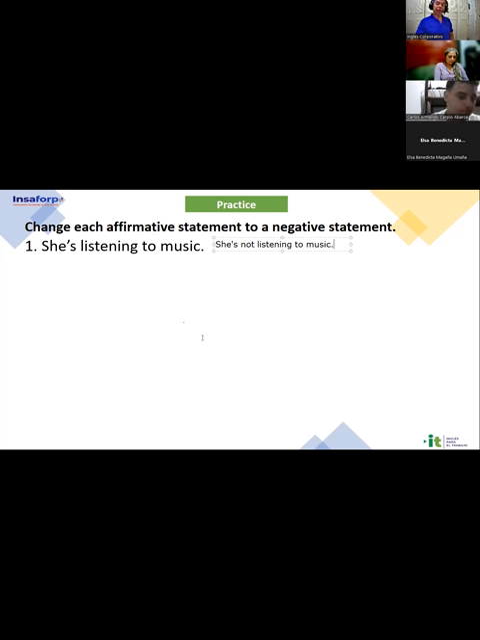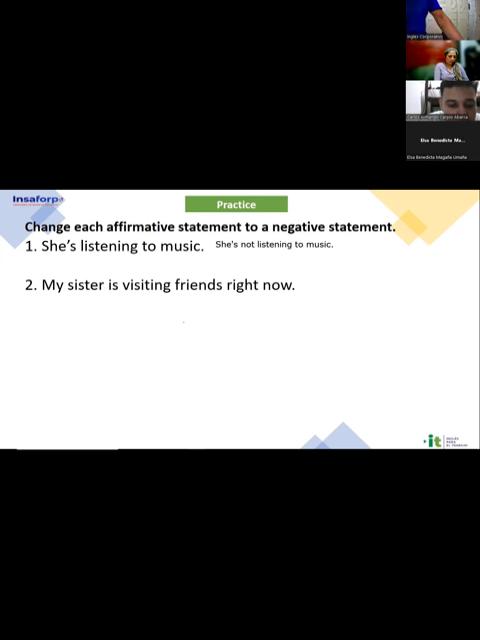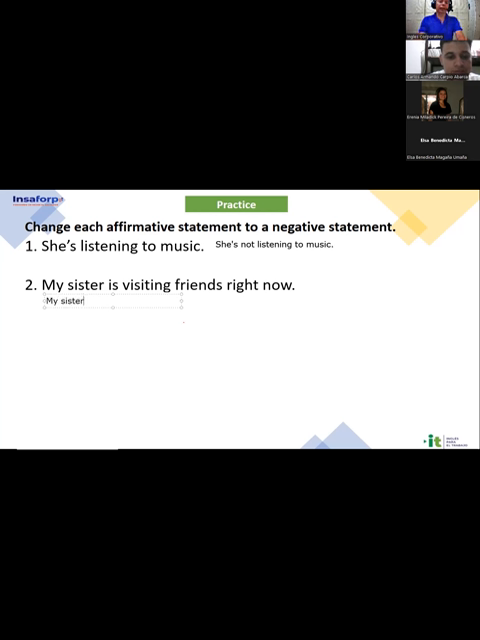Thank you. Now, Erenia, please, number two. My sister is visiting friends right now. Change it, please. My sister not visiting friends right now. Mm-hmm. Vale, give me a second here. Oh, sorry. My sister is not, right? Or we can say isn't if you want. Yes. Visiting friends, right now. My sister isn't visiting friends right now. That's good, right?